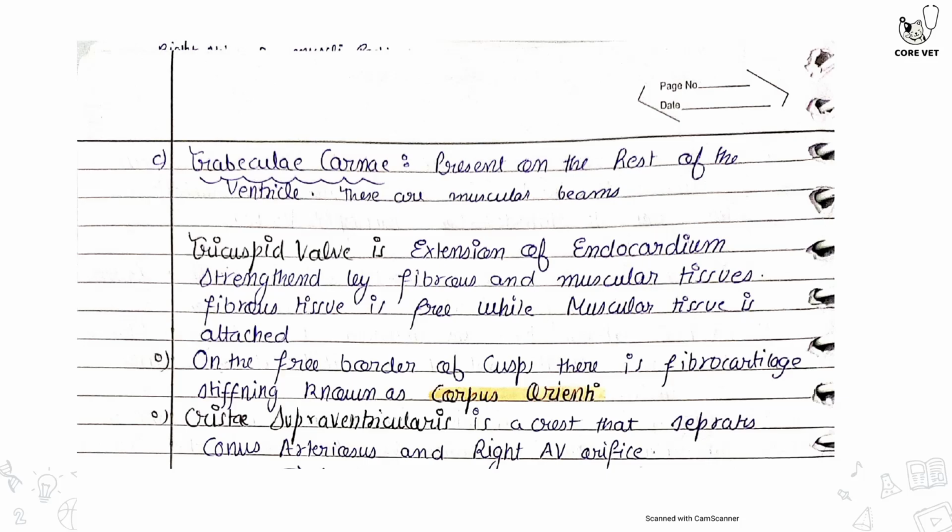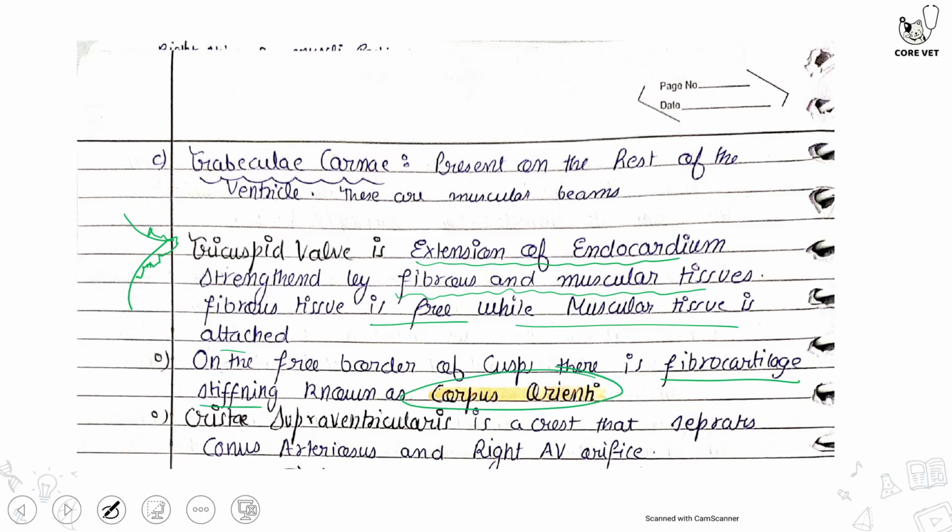Now discussing the tricuspid valve, it is an extension of the endocardium, obviously. The endocardium extension is strengthened by fibrous and muscular tissue. The fibrous part is free while the muscular tissue is attached. On the free border of the cusp, there is a stiffening of fibrocartilage known as the corpus Arantii. So that corpus Arantii is a fibrocartilage stiffening at the free border of the cusp.